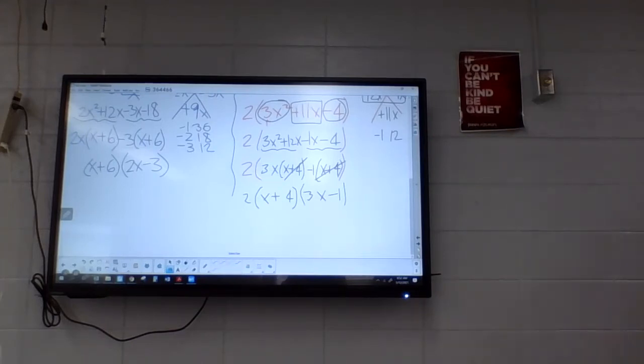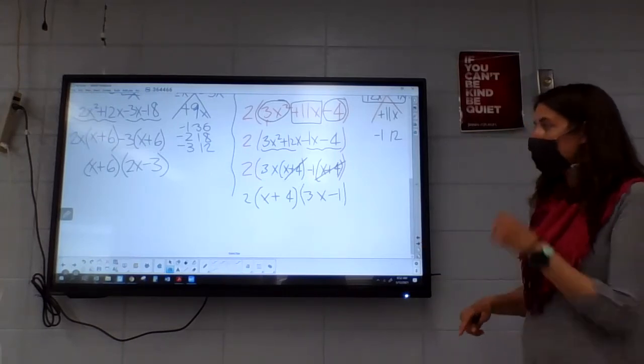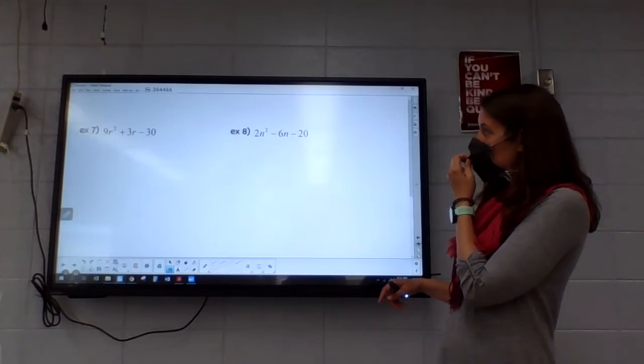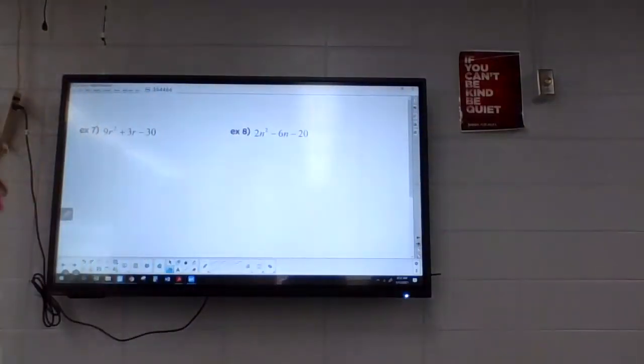Okay? All right, next couple I believe have GCFs as well. So you just leave the 2 there? Yeah, the 2 just hangs out in front just so we don't forget about it. So that 2 just stays in front.